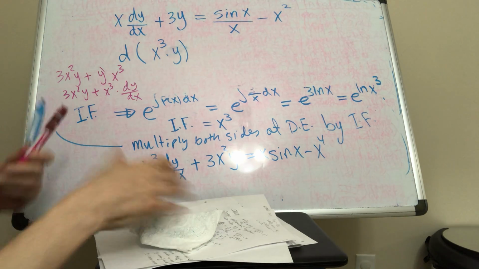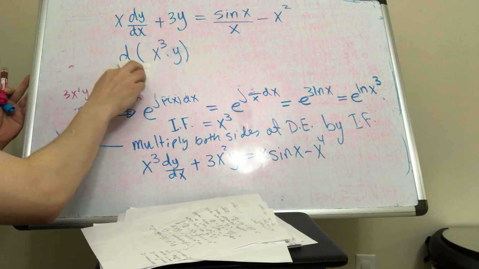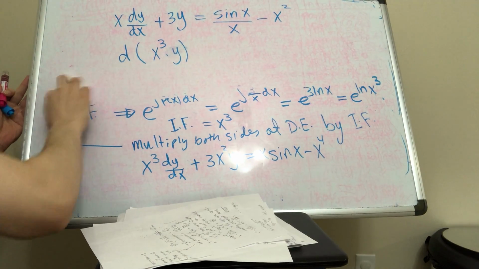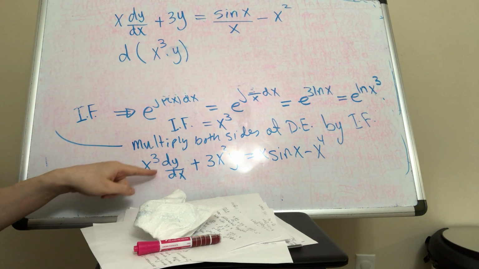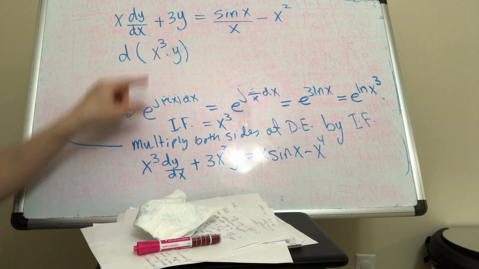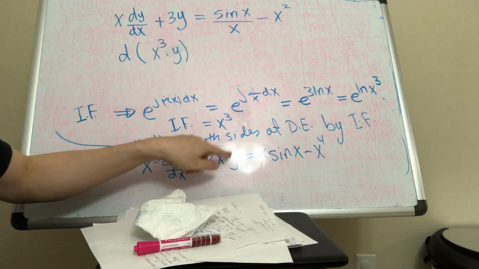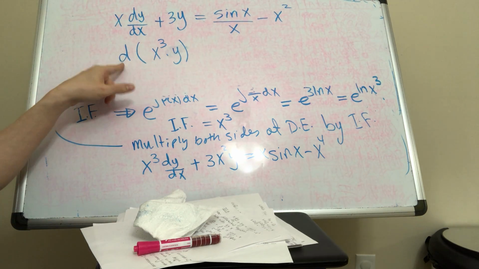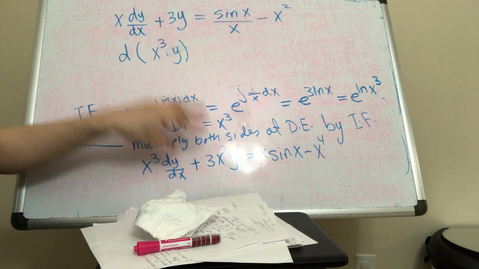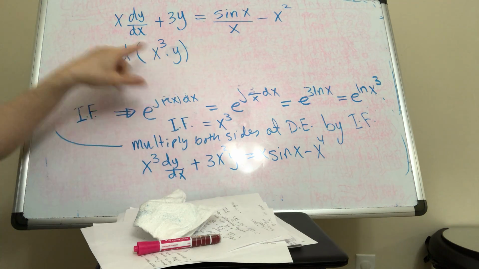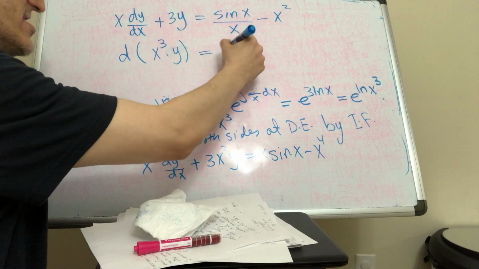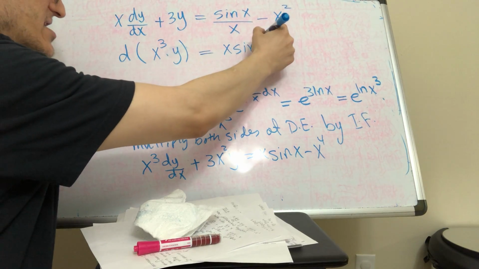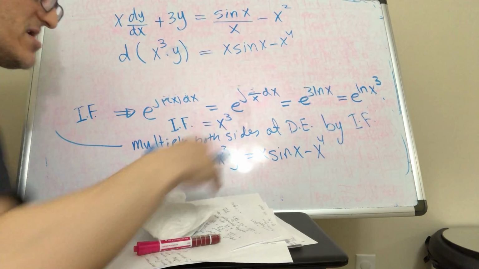So once you multiply by the integration factor and you have it this way, whatever you have with the dy over dx, you put first with the y part, and you say this whole thing is the derivative of x cubed y. On the other side, you have x sine x minus x to the power 4.